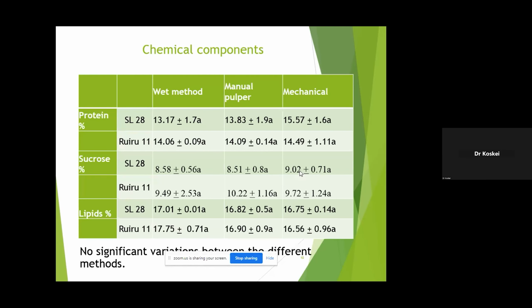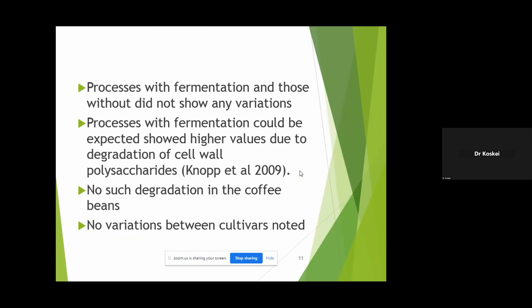This is some of the data that was obtained, which involves protein content, sucrose, and lipid content. From the statistics, it was noted that there was no significant difference between the different methods on these components, which are major components in coffee that contribute to quality. The processes that utilized fermentation had no variation compared with the mechanical methods, which did not use fermentation.